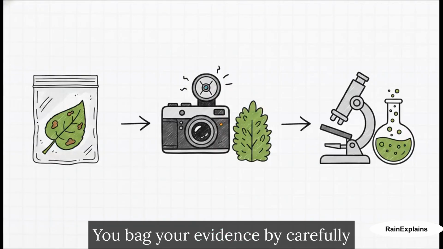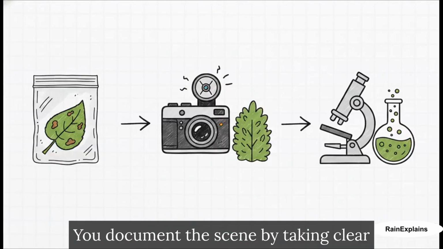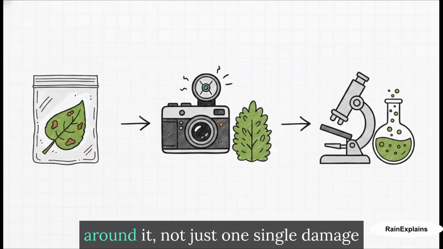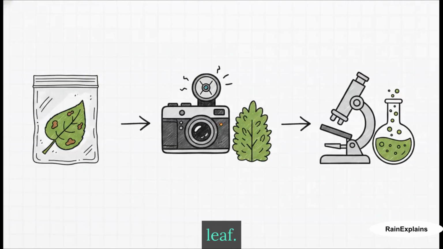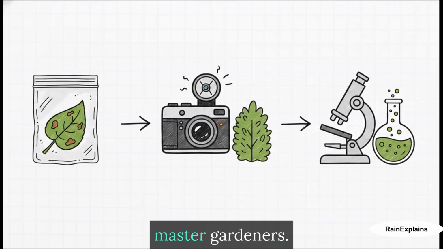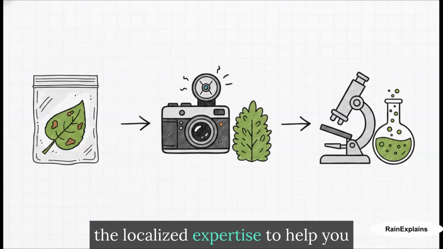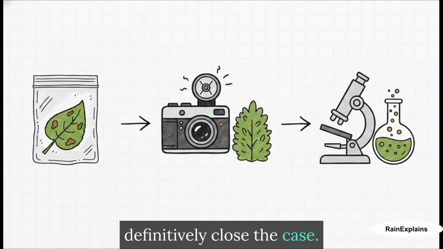You bag your evidence by carefully taking plant samples. You document the scene by taking clear photographs, and pro tip here, take photos of the whole plant and the soil around it, not just one single damaged leaf. Then, you bring your findings to the master gardeners. They have the actual lab equipment and the localized expertise to help you definitively close the case.